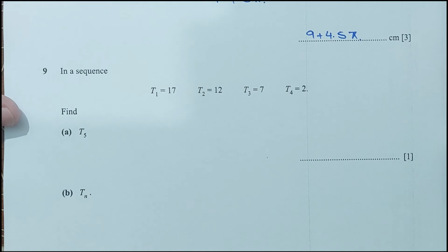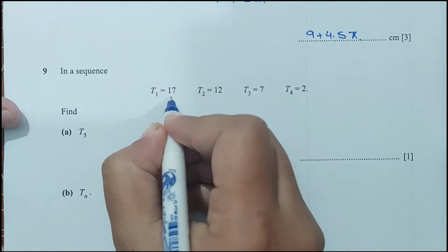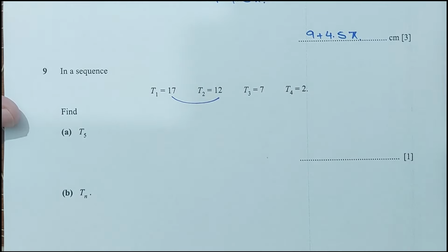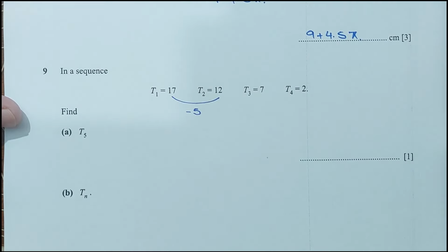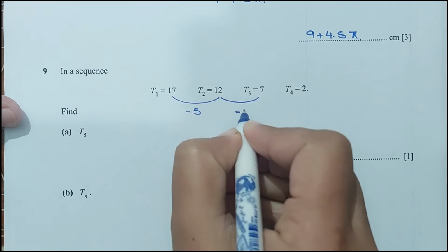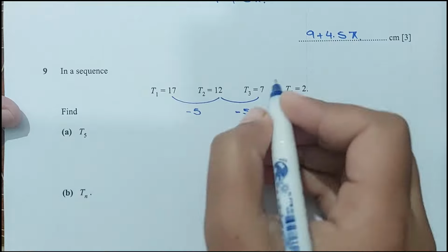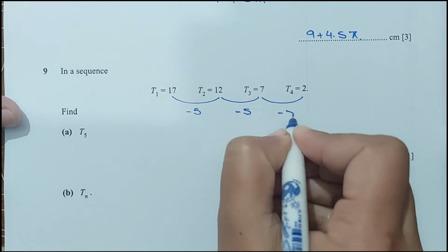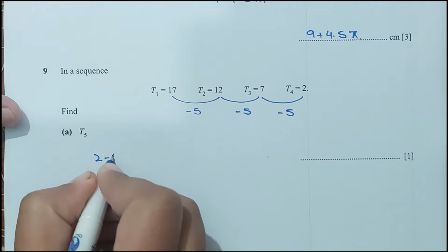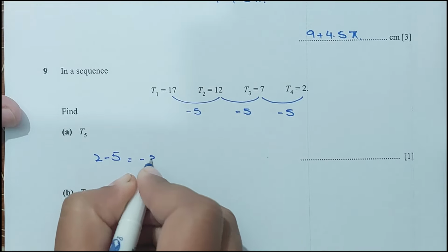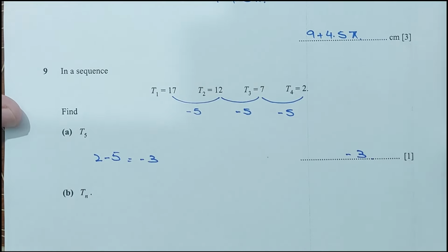All right. So for T5, let's check 17 and 12. In 17 and 12, 13, 14, 15, 16, 17. When we subtract 5 from 17, we will get 12. In 12, when we subtract 5, we will get 7. And in 7, when we subtract 5, we will get 2. Okay, T5. From 2, we subtract 5, and that would be negative 3. So every time we are subtracting 5.